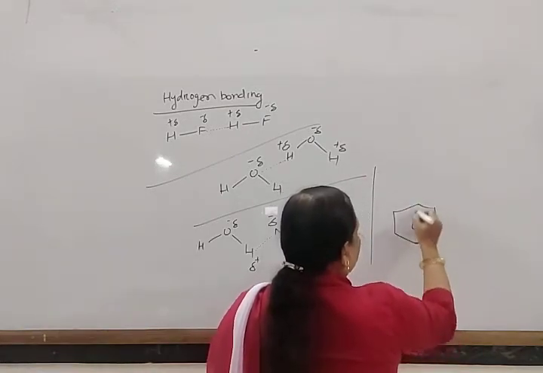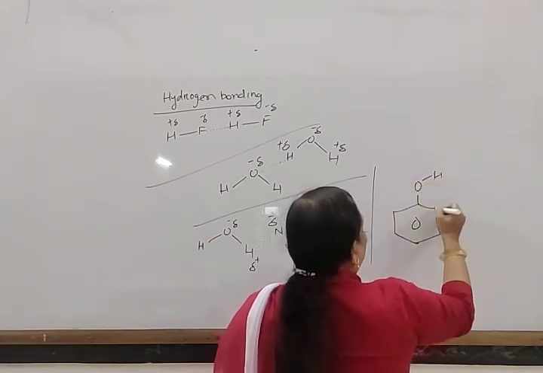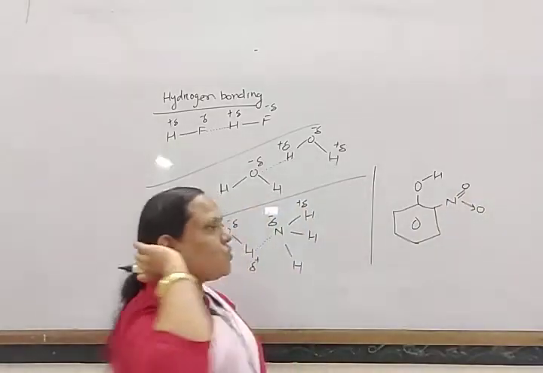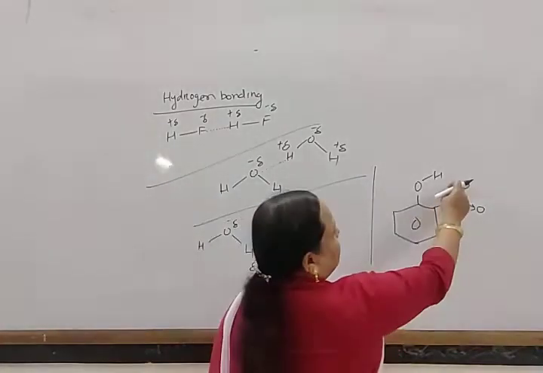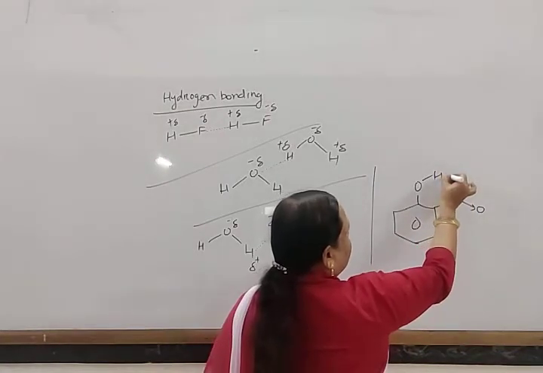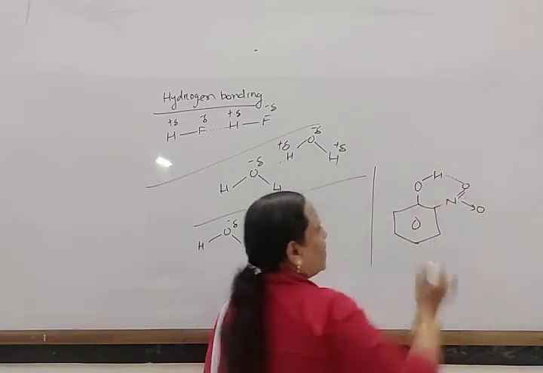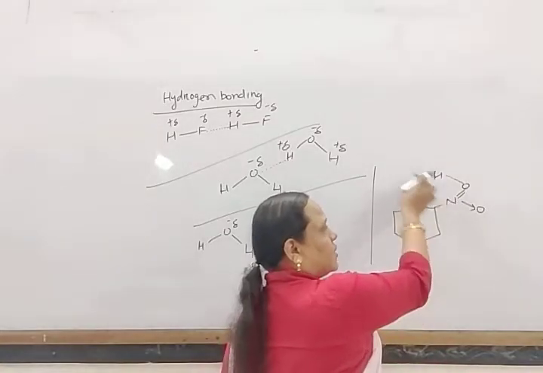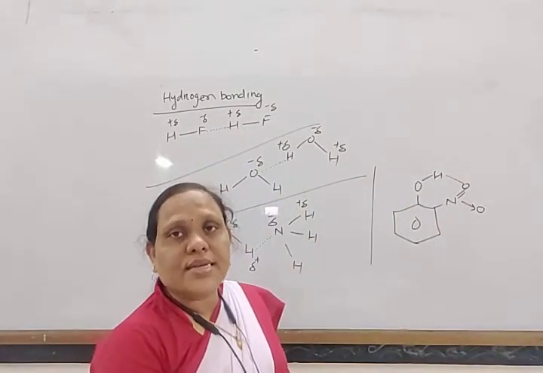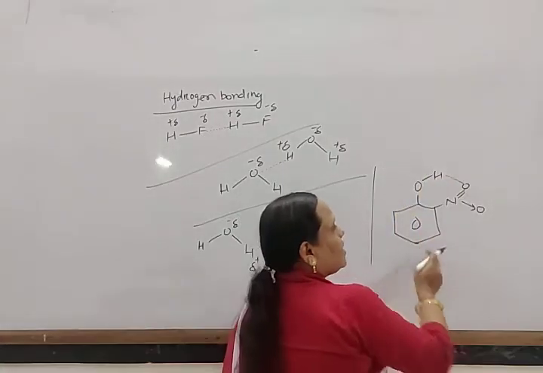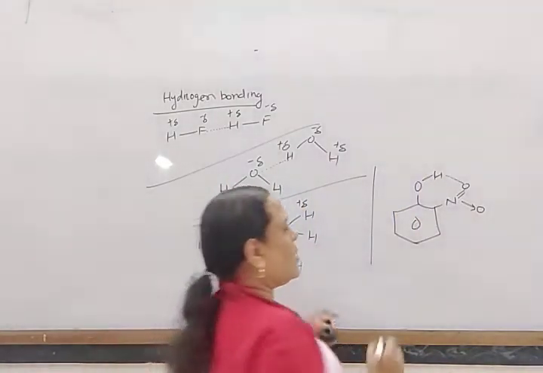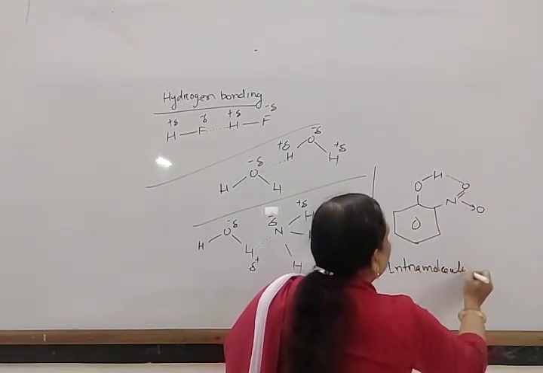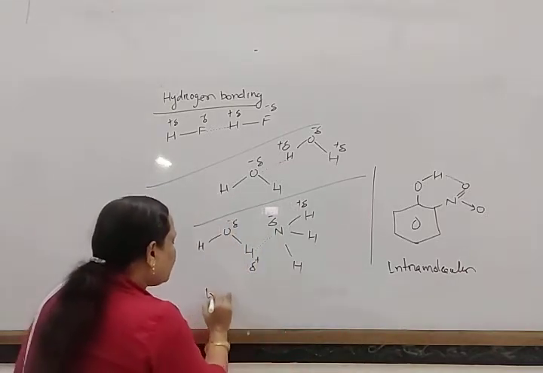So look at another example. This compound is known as orthonitrophenol, with N double bonded to O. Here the oxygen is negative and the hydrogen is positive, and there exists a force of attraction between this oxygen and hydrogen. Within this molecule, between different functional groups, hydrogen bonding takes place. This type of hydrogen bonding is known as intramolecular hydrogen bonding, and the earlier ones are intermolecular.